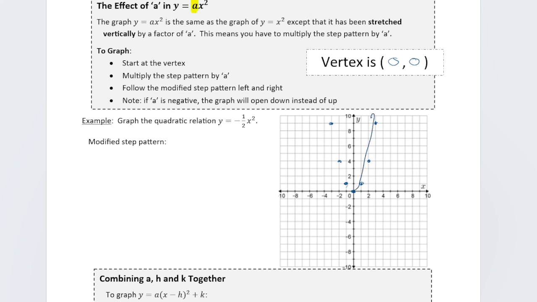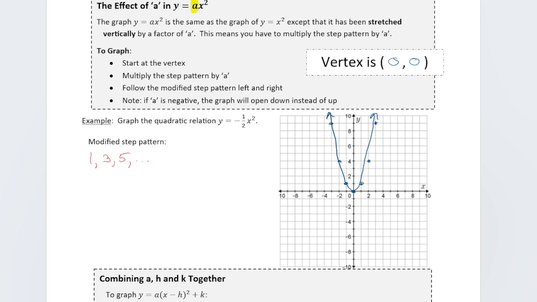And our line goes up through. You can probably draw it a little better on paper than I can on my tablet here. So that's y equals x squared. And then for this one, let's modify the step pattern. So normally our step pattern is 1, 3, 5, and so on.